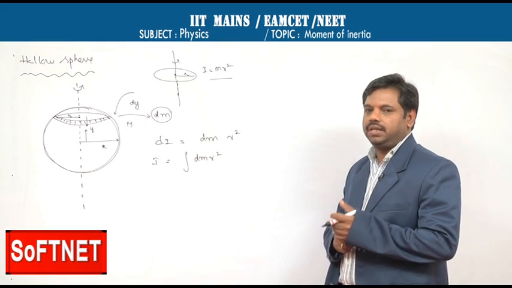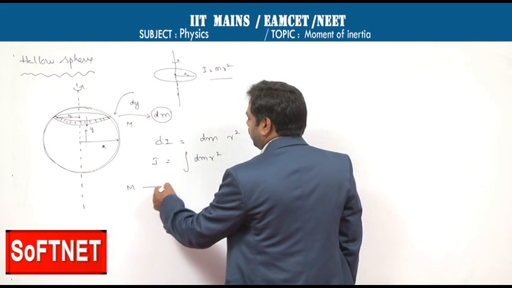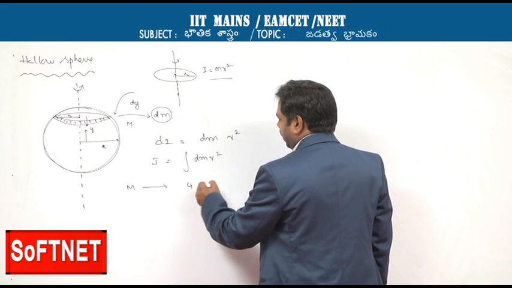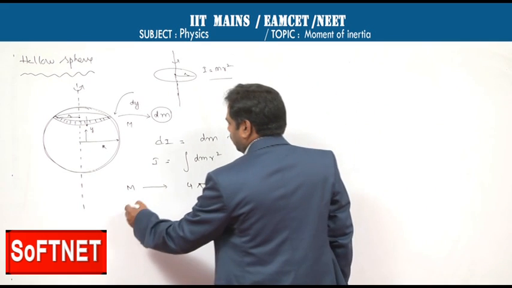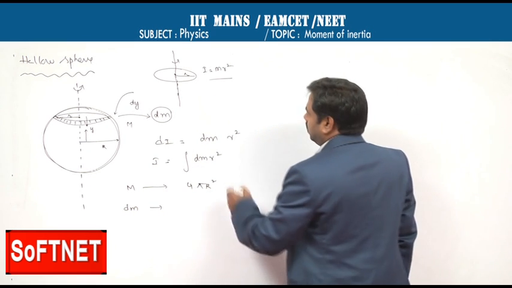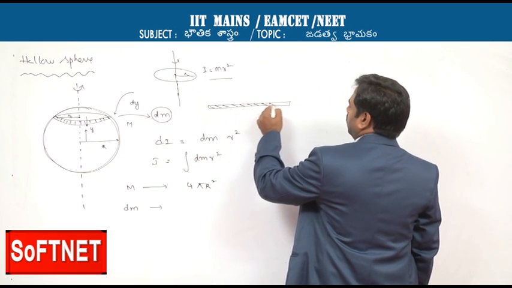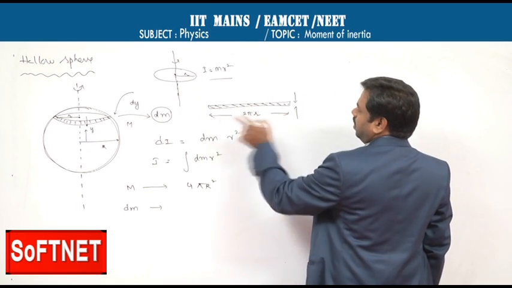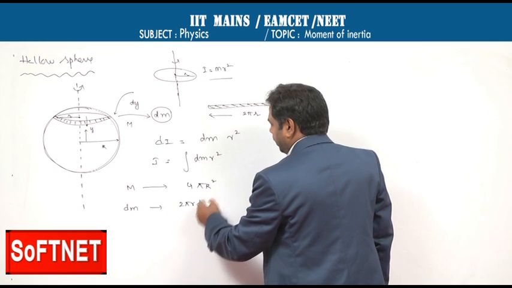Then here we have to find out the mass of the ring. How to find out? You see here the total mass of the sphere is only concentrated on the surface. So m is distributed on the area 4 pi r square. Then what is the mass of the ring? The mass of the ring is actually distributed along the circumference. So if you stretch that ring, you will get it like this. Its length is equal to 2 pi r, and the thickness assumed here is dy. So we can write 2 pi r into dy.